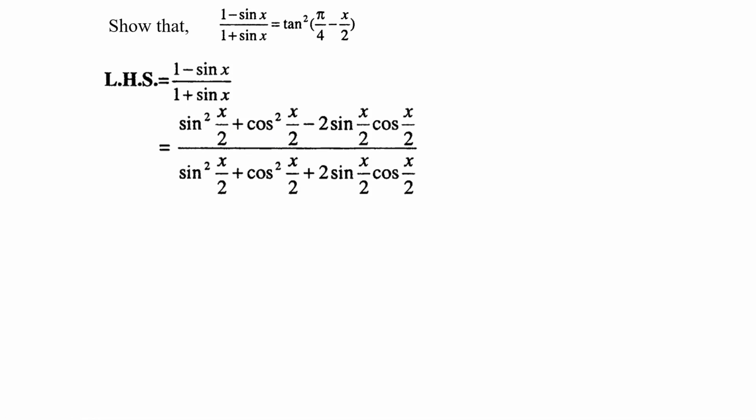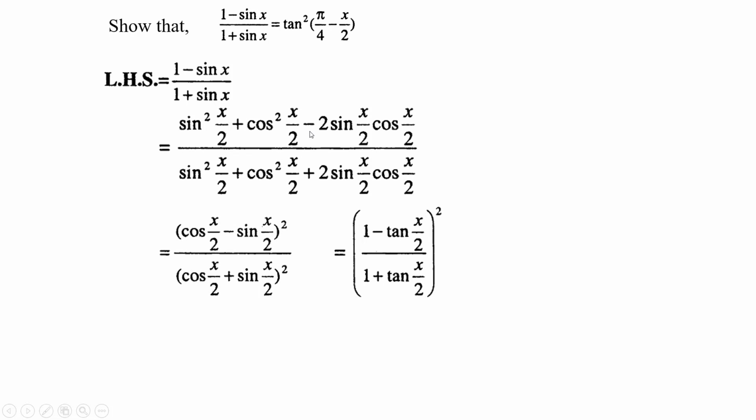In the first slide, you have already known sin a equal to 2 sin a by 2 cos a by 2. So sin x is equal to 2 sin x by 2 cos x by 2. Similarly, denominator same, only a minus sign. Now this is a minus b whole square. You know the formula, a square minus 2ab plus b square, that is a minus b whole square. And here that is a plus b whole square. So (cos x by 2 minus sin x by 2) whole square by (cos x by 2 plus sin x by 2) whole square.